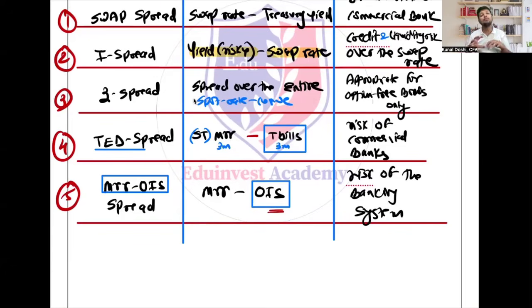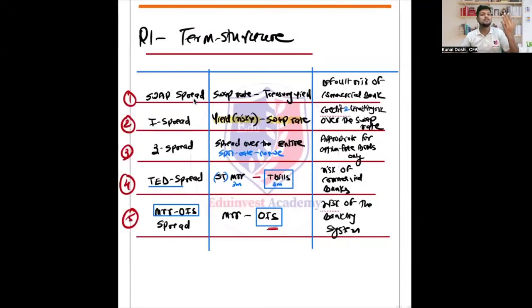It was called the LIBOR OIS spread, where MRR is now being replaced instead of LIBOR. Clear? Again, I'll repeat the common thing. Both spreads capture the risk in the banking sector, just that the benchmark is treasury here, and OIS there. Clear? Right? All the spreads. This concept is very important, a very high chance of it being asked in the exam.